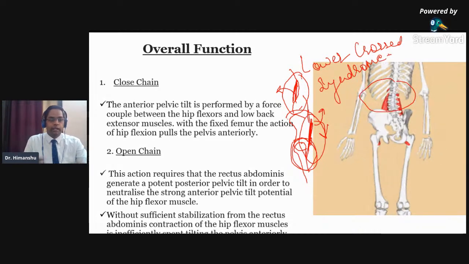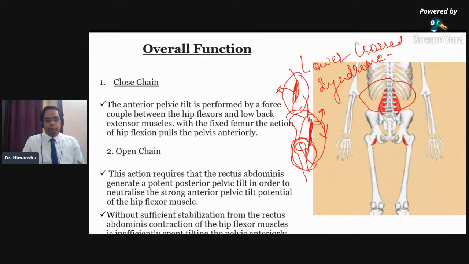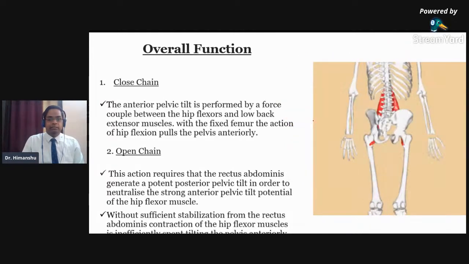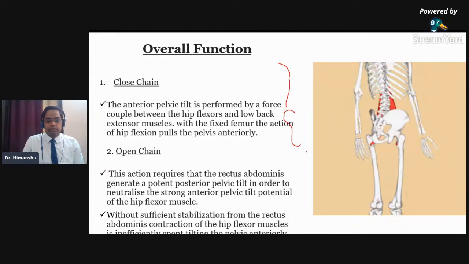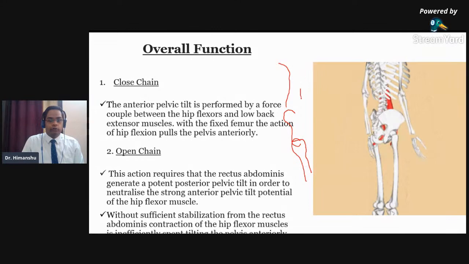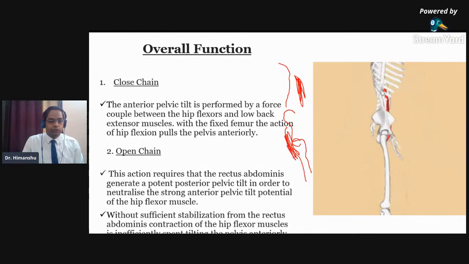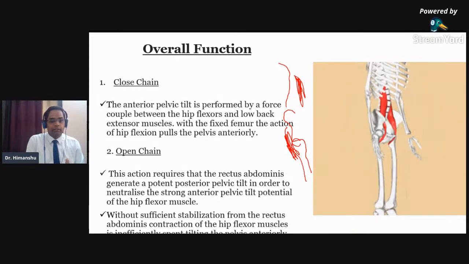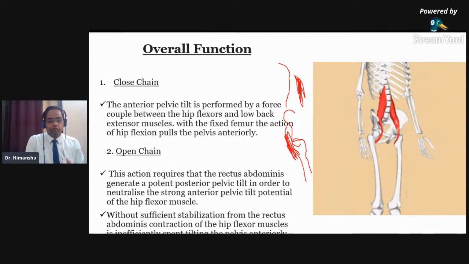Now, in the open kinematic chain, this action requires that the rectus abdominis generate a potent posterior pelvic tilt. It is the same as what we have talked about, just the reciprocal of it. Again, this is the lumbar spine with lumbar lordosis, this is your pelvis, and this is your femur. The flexors of the spine, that is rectus abdominis, and the extensors of the hip, that is gluteus maximus, also work in conjunction as a force couple. So they neutralize the strong anterior pelvic tilt potential of the hip flexor muscles.